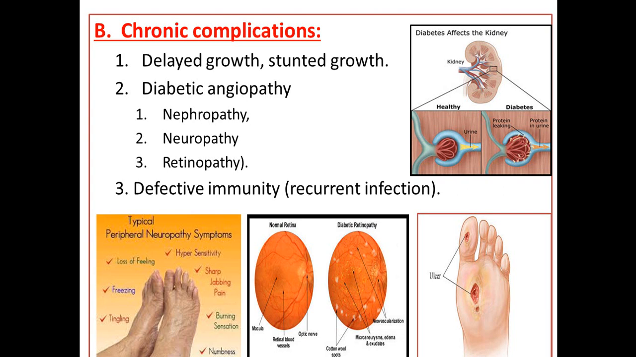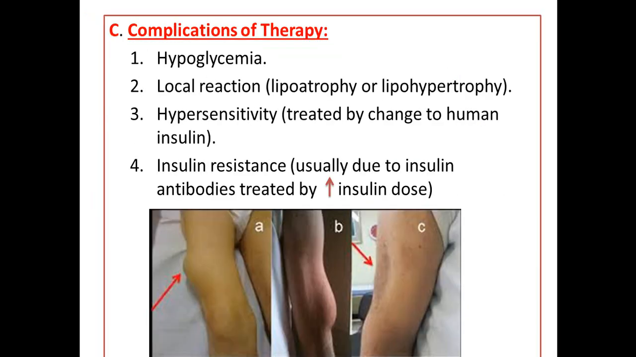And we have defective immunity. There are recurrent infections, mainly UTI, fungal infection, and so on. So there are complications of therapy. We have to remember, first of all, hypoglycemia. If the patient took a lot of insulin, there is hypoglycemia. Sometimes local reactions like lipoatrophy and lipohypertrophy. As in this picture, this is lipoatrophy or dystrophy, and this one in the thigh is hypertrophy.